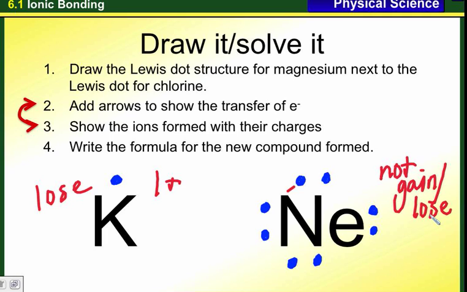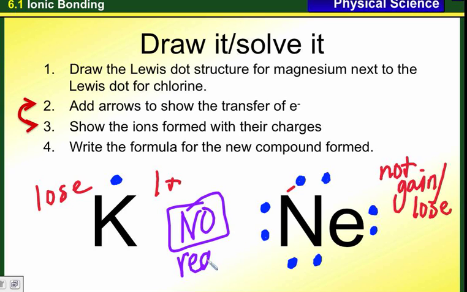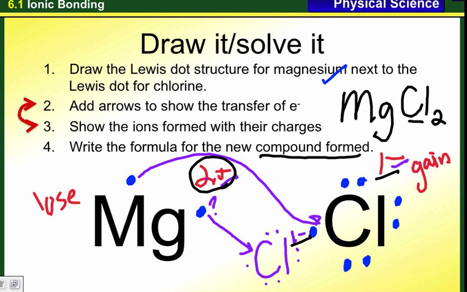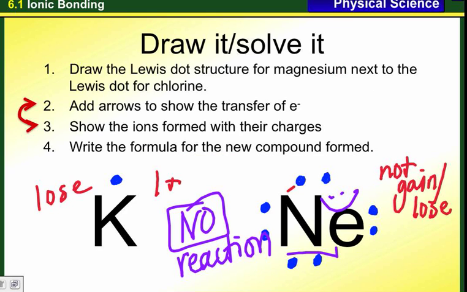Is it possible for these two to ionically bond? It absolutely is not possible. This will have no reaction. My neon is happy just the way that it is with a full outer shell. So there will be times where I will need to add an additional atom of one of the given elements to make sure they balance. And there may be times where no reaction is possible, where one of them is a noble gas, where it does not want to react with the other element present.